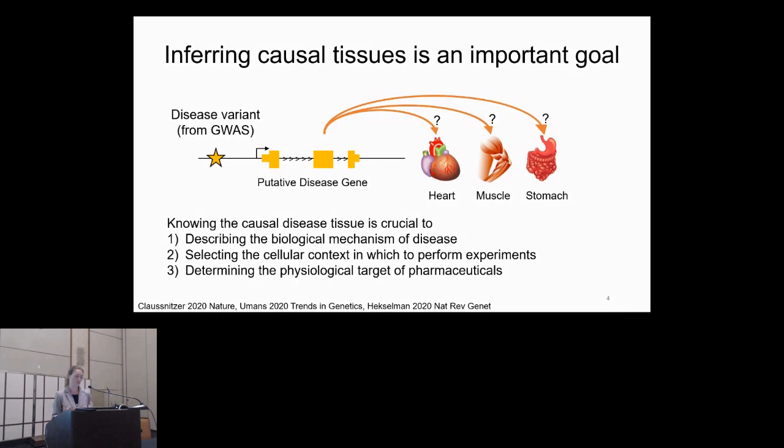And so ultimately, once we are able to infer the causal disease tissue or cell type, it can help us in one, describing the true biological mechanism underlying disease. Two, it can help us to select the cellular context in which to perform follow-up experiments. And three, it's important for determining the physiological target of pharmaceuticals if they were to be developed in order to treat the disease.